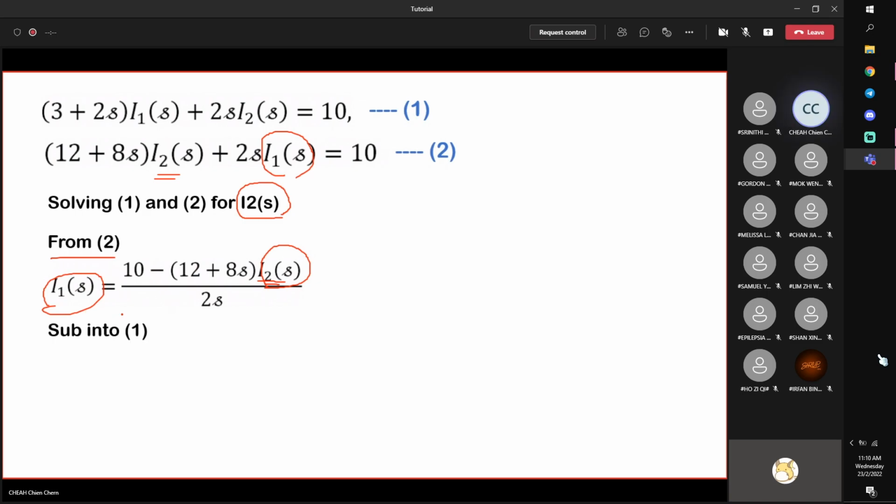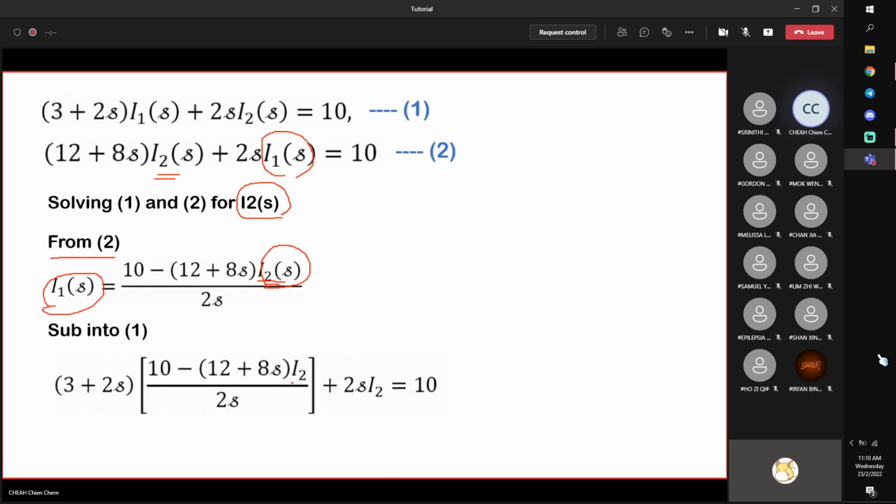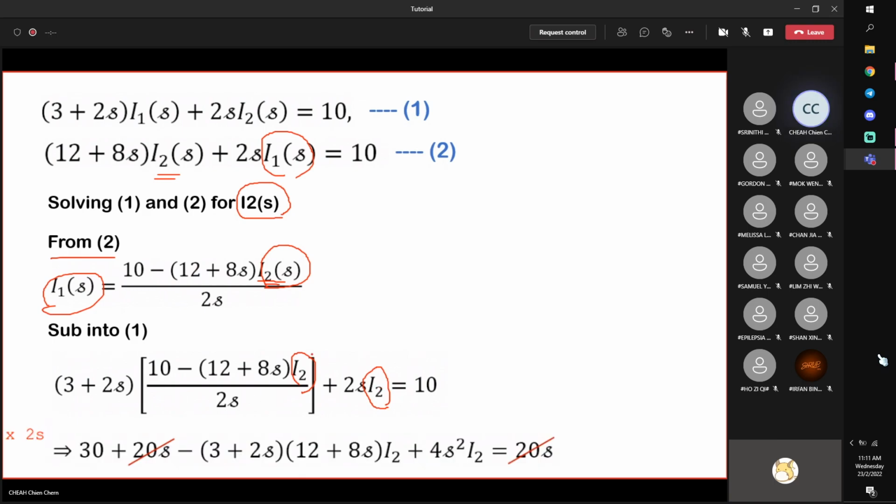Then I substitute into the other equation. By doing so, you are only left with I2, because I1 is substituted by I2. Once you are only left with I2, the rest is algebraic manipulation. As I said, do it step by step, and no easy way to jump, right? You will lead to careless mistakes somewhere.